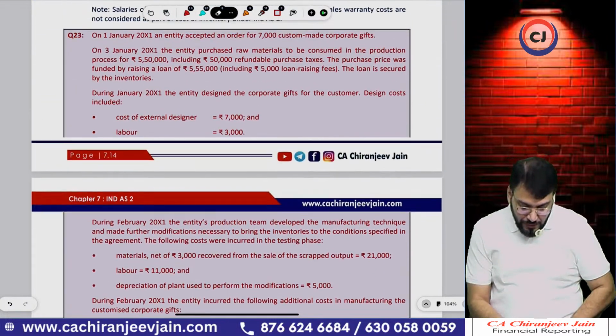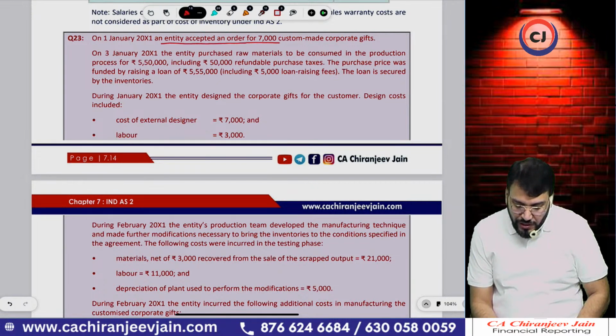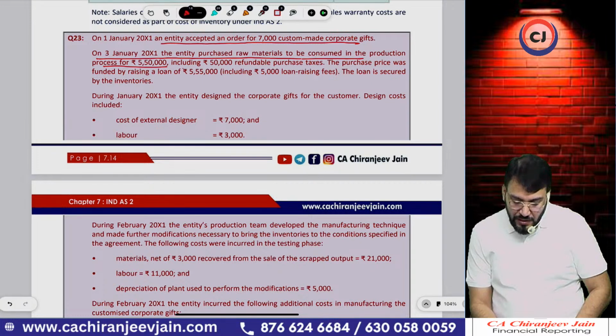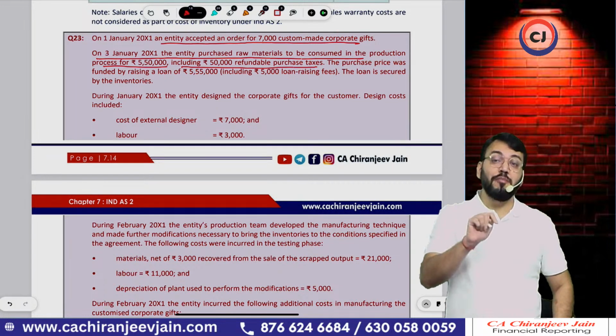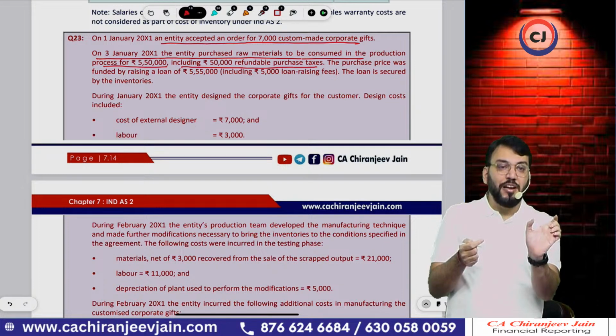What have they given? On 1st Jan 2001, an entity accepted an order of 7,000 custom-made corporate gifts. On 3rd January 2001, the entity purchased raw material to be consumed in the production process for rupees 5,50,000, including 50,000 refundable purchase tax. Will it be added? No, no, including. Not added. Deducted. Including, so minus what?